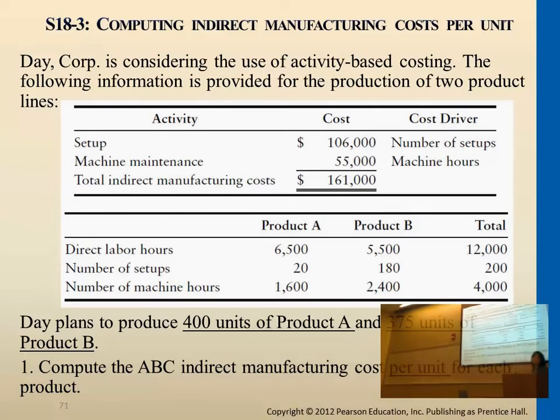So let's say this company considers using ABC costing for producing their products, two types of products, A and B, and they have two types of activities identified, also setup costs, machine maintenance. Now first of all, try to just figure out the two different rates. What is the setup rate? And what is the machine maintenance rate?